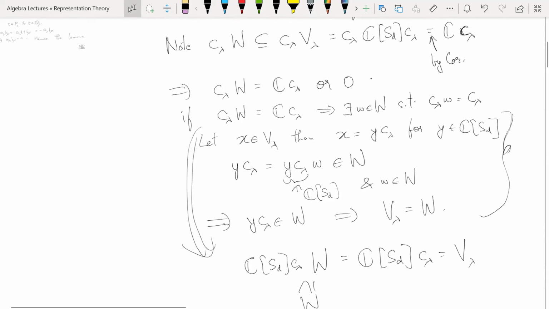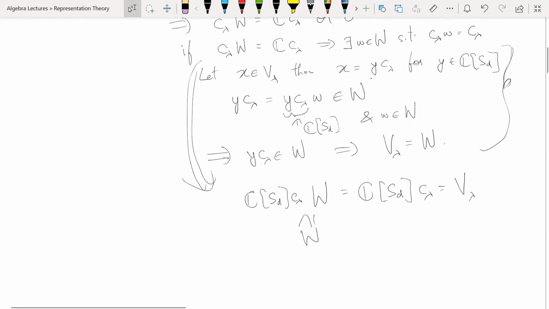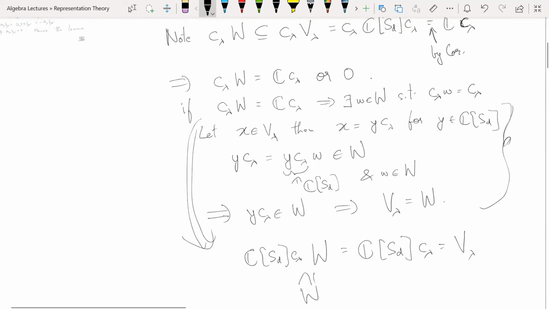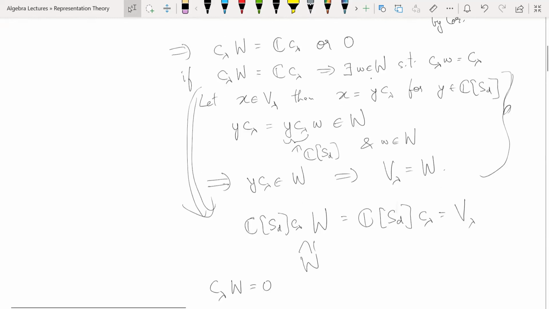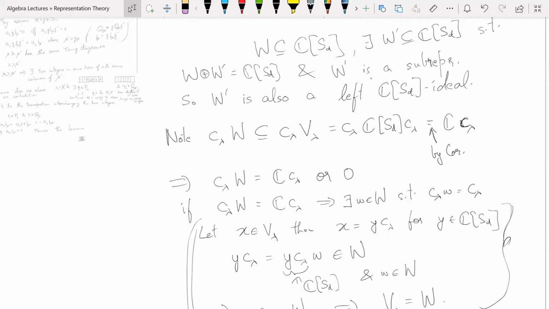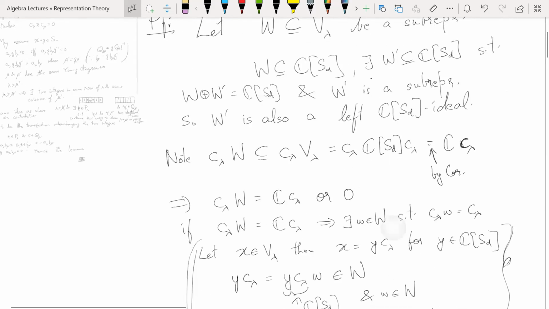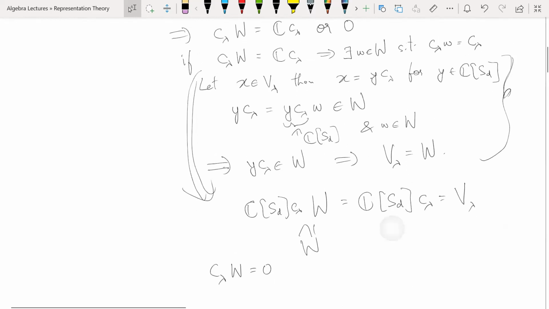So that takes care of the case when C lambda W is this one-dimensional space. What happens if C lambda W is 0? Then we want to show that W is 0. In fact, this is where the other factor will come in. Okay, so let's see.